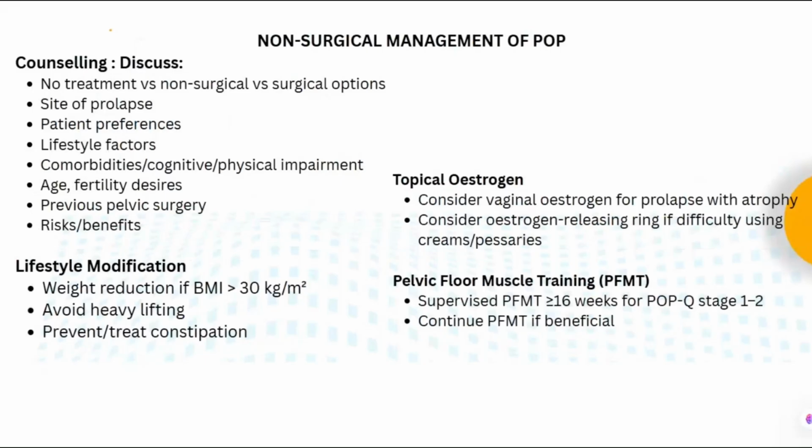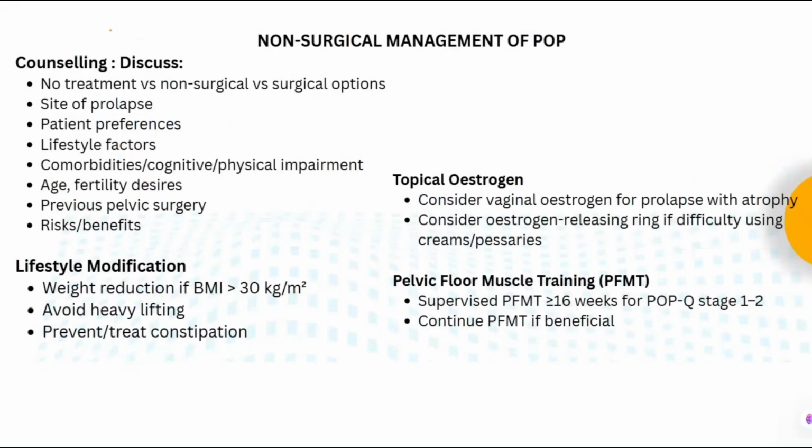Okay. Second is a non-surgical option. It may be in the form of a vaginal pessary. Okay. Or it may be in the form of pelvic floor muscle training. Okay. Or it can be a surgical option. Then the site of prolapse, patient preferences, lifestyle factors, comorbidities, cognitive and physical impairment, we need to look into it, age, fertility desires, previous pelvic surgery, risk and benefits of surgical or other management that we need to discuss.